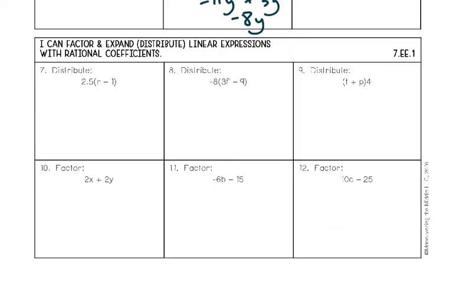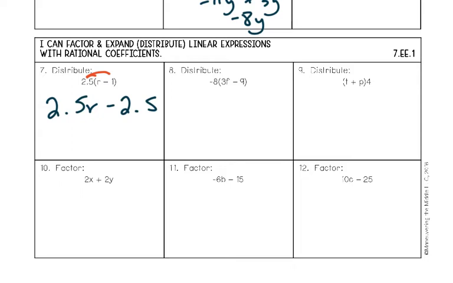Let's look at the next section. These are all about distributing and factoring. When you distribute, you multiply the number on the outside by each thing on the inside. So 2.5 times r is just 2.5r, since we don't know what the r is. 2.5 times -1 is -2.5. And even if you just did 2.5 times 1, you just drop that minus down. You can't combine these because they are not like terms.